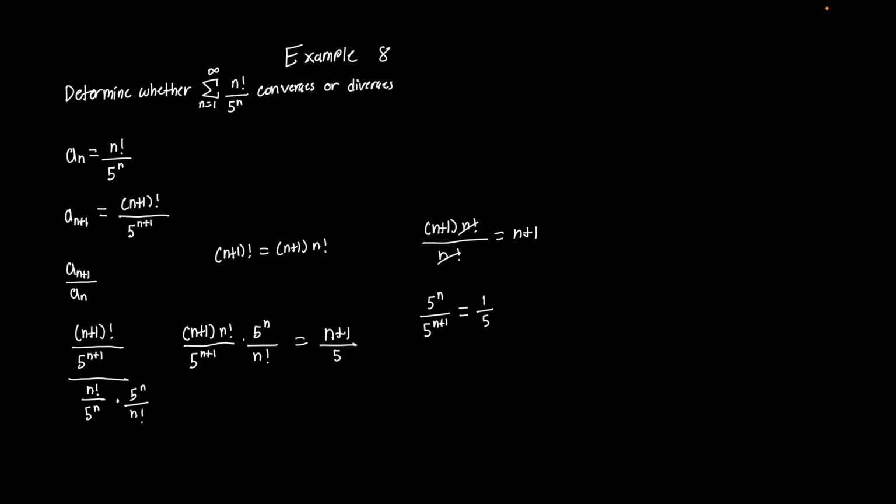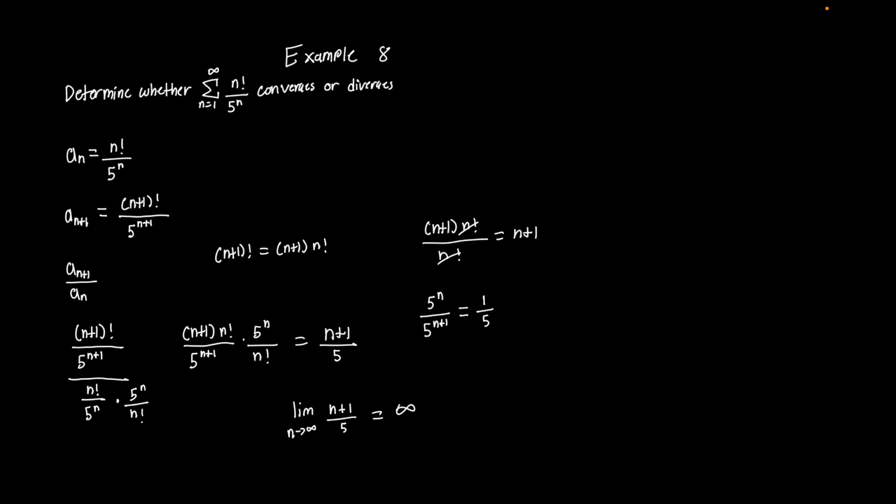Now we just take the limit, right? So the limit as n approaches infinity of (n + 1)/5. So what is infinity plus 1? Infinity. What is infinity divided by 5? Infinity. Therefore the limit is infinity.